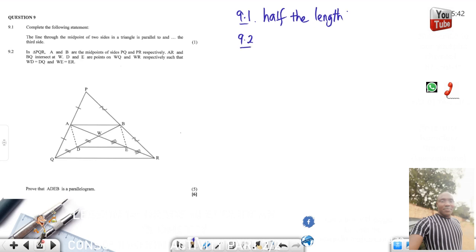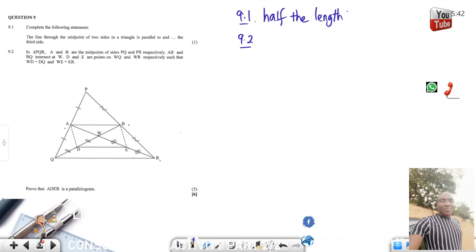9.2. In triangle PQR, we have this horrible triangle here. A and B are the midpoints there. Read till you understand what's going on. AR and BQ intersect at W. I see my AR there, that line. D and E are points on WQ.